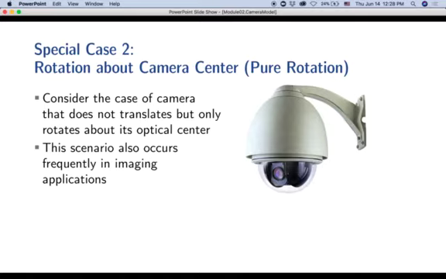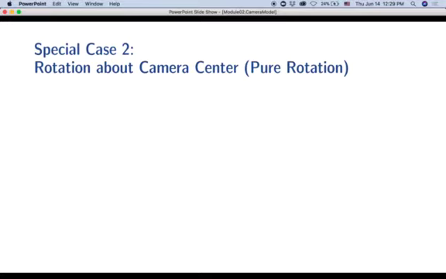This is also a scenario that occurs very frequently in imaging applications. In fact, this is the real scenario when you are making a panorama on your cell phone. You are not moving, you are not translating, you are at one place, but you are just rotating your camera, approximately about its optical center.